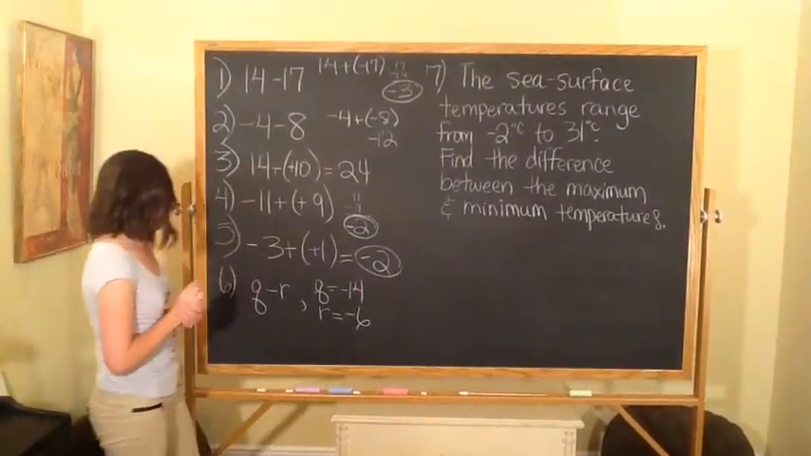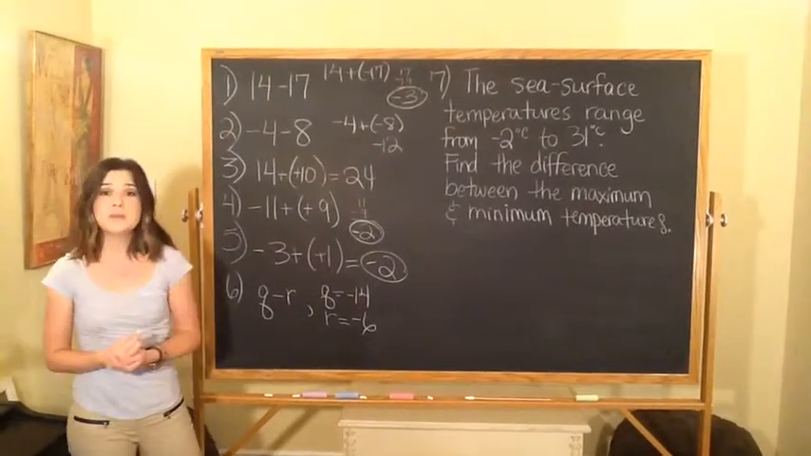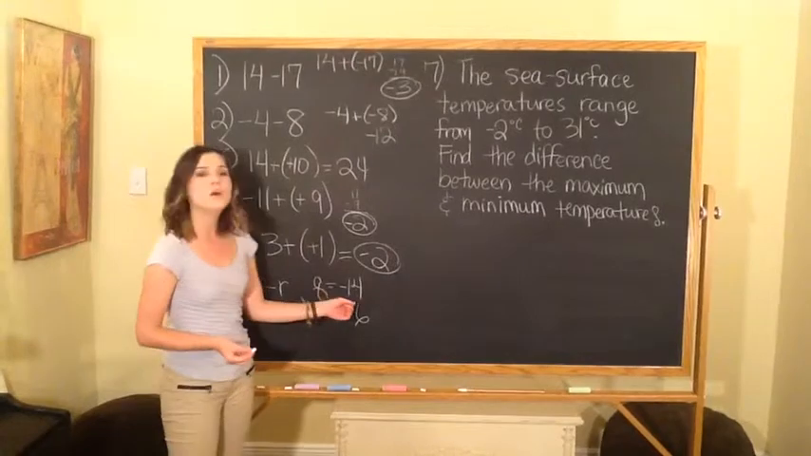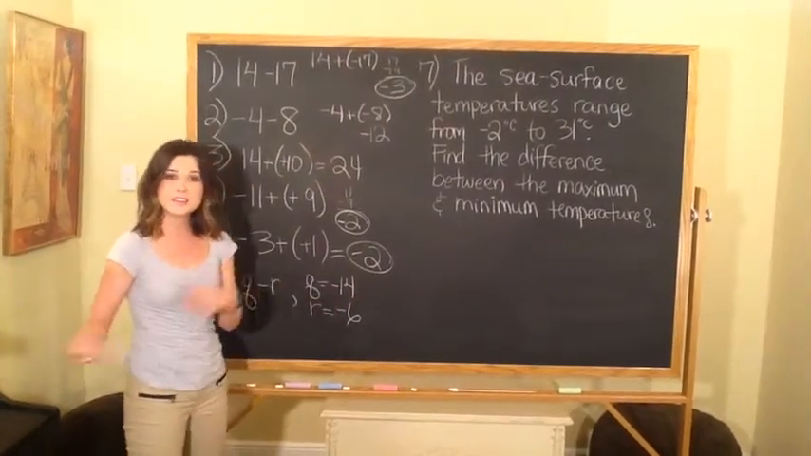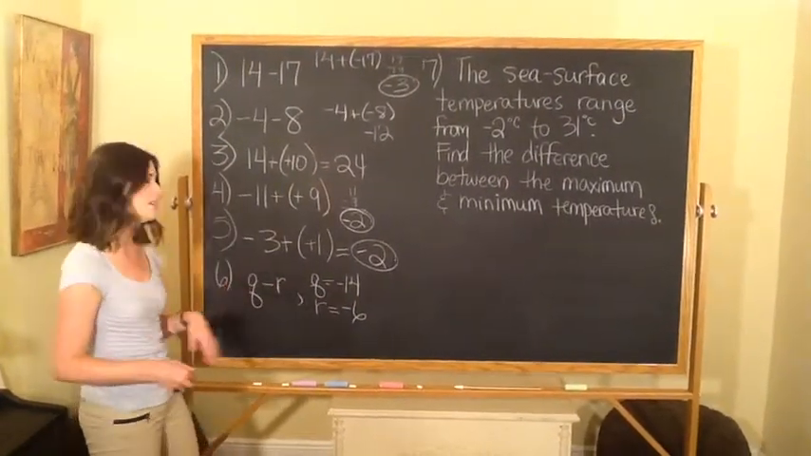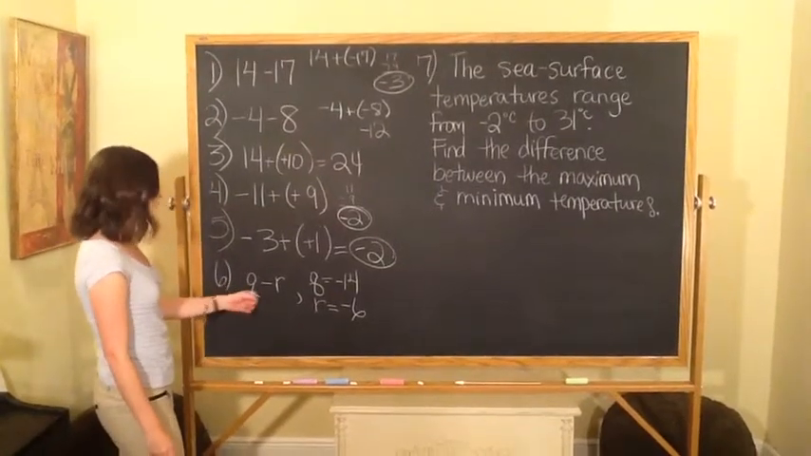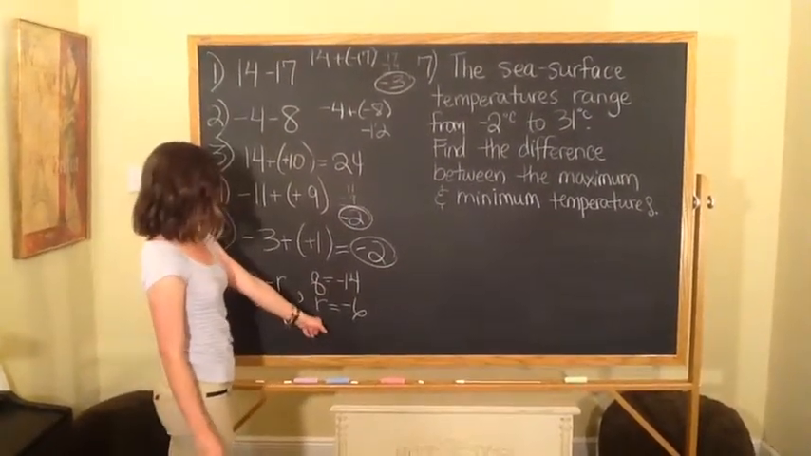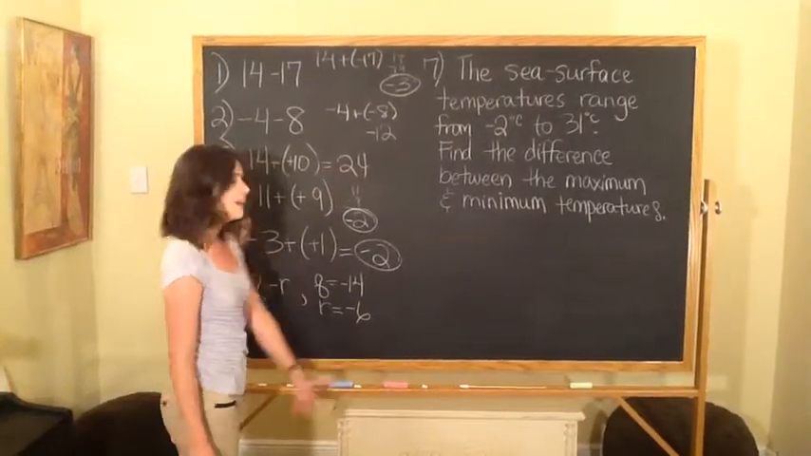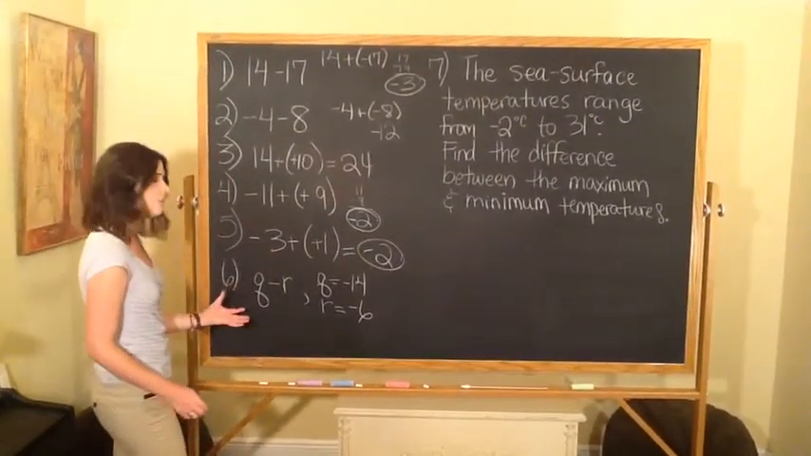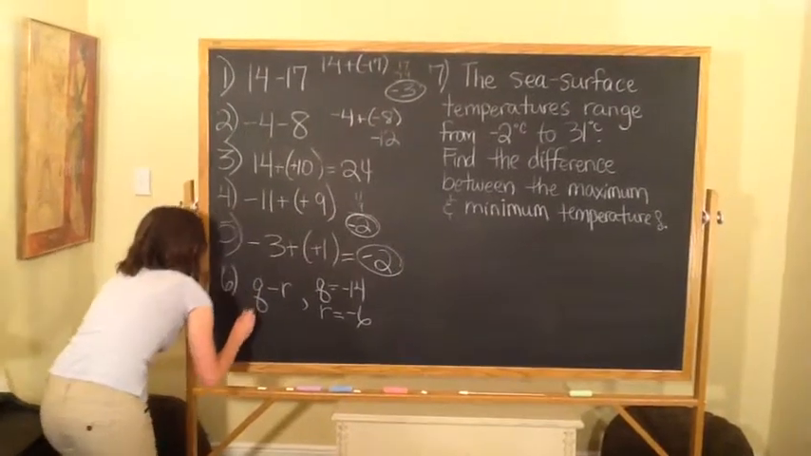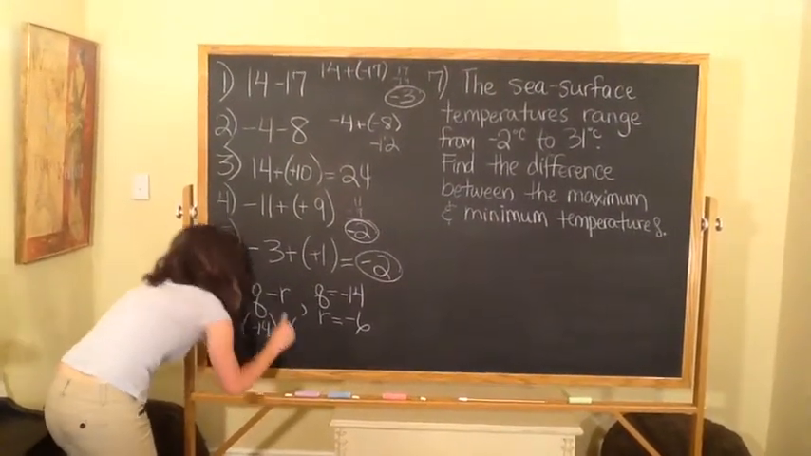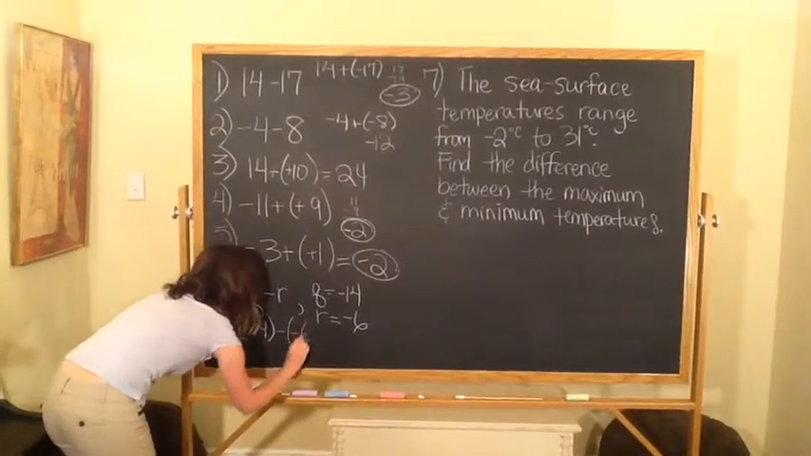Alright, number 6, we are going to be using variables, but I gave you what the variables are equal to so we can solve. So we don't have to simplify, we can solve. So we have q minus r. So if q is equal to negative 14 and r is equal to negative 6, let's go ahead and plug in for our variables. So q is negative 14, and then we're going to minus whatever r is, which is negative 6.